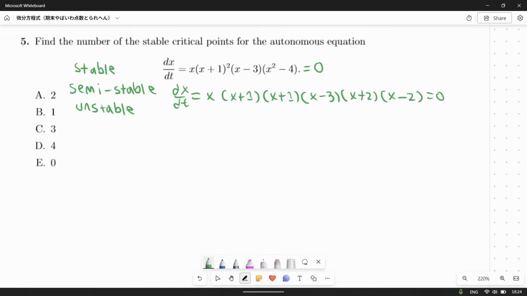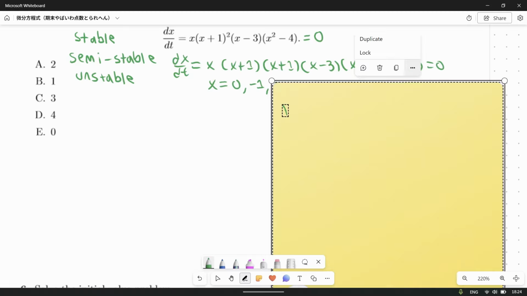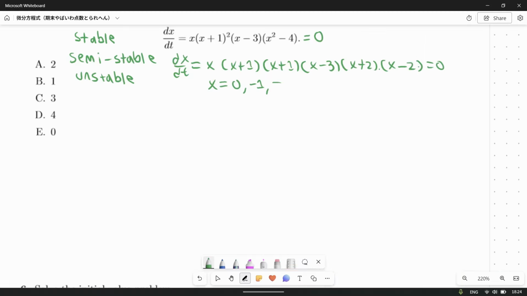After splitting it up this way, you can more clearly see that the critical points we're going to end up with are x equal to 0, negative 1, negative 1, 3, negative 2, and 2. Since we have a duplicate here, we can condense this into a single critical point. So ultimately we end up with 5 critical points: 0, negative 1, 3, negative 2, and 2.